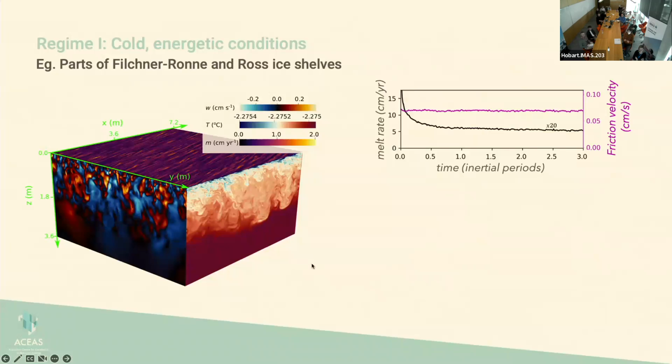Here we're looking at how the experiment evolves over time. This is the melt rate in the black colouring, evolving over a period of a few days. You can see it takes some time to spin up, and then we get this quite nice steady melt rate. That steady melt rate, it turns out, is related to something that we call the friction velocity, which you can think of as a scale of our turbulent eddies within the boundary layer.